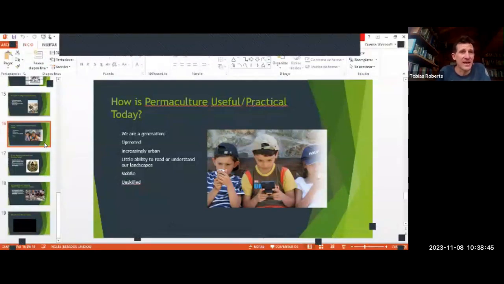We see that by this tendency to move to urban areas here in El Salvador. Every day, there are people from my community who migrate either to San Salvador, which is the capital city, or to the United States and Canada. Because of this, we have limited ability to read or understand our landscapes. We don't know how the natural world works anymore.